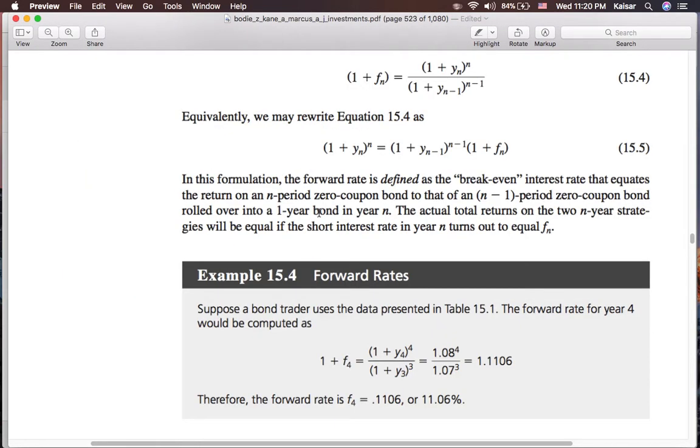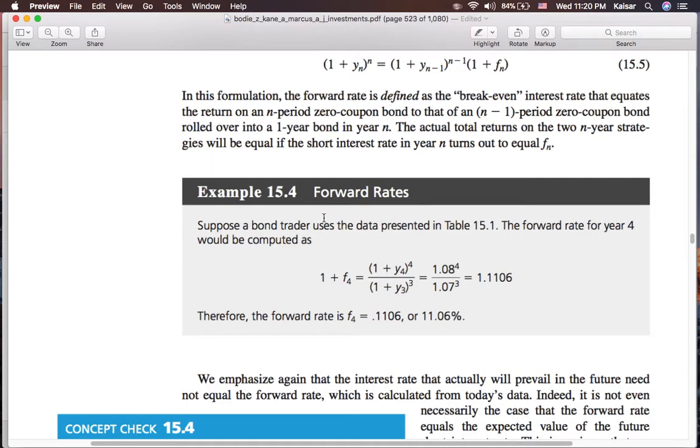Okay. Forward rates. Suppose a bond trader uses the data presented in table 15.1. The forward rate for year 4 would be computed as 1 plus F4 equals (1 plus Y4) to the power of 4 over (1 plus Y3) to the power of 3, which is 1.08 to the power of 4 over 1.07 to the power of 3, equals 1.1106.